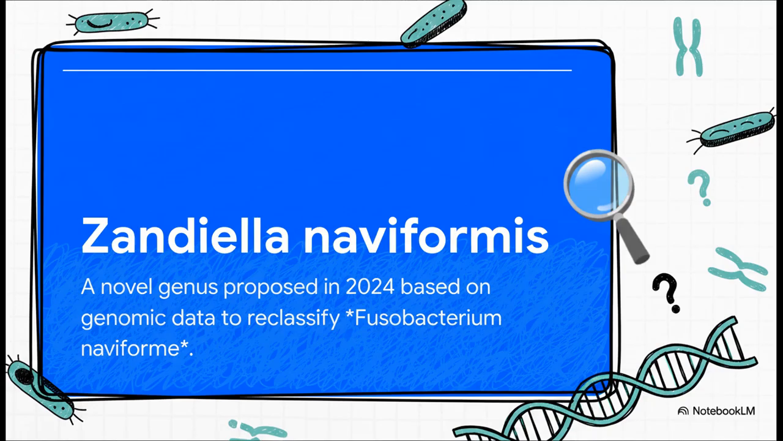So fast forward to today. The genetic evidence is so overwhelming that a very recent 2024 study has officially proposed a solution. Let's move the organism we actually find in patients into a whole new genus. Meet Zandiella naviformis. And this isn't just a name change, it's a huge deal. It basically means we've been misidentifying this pathogen for decades.